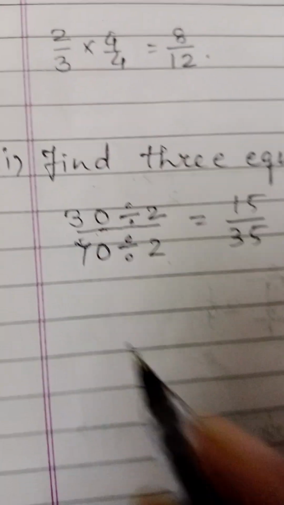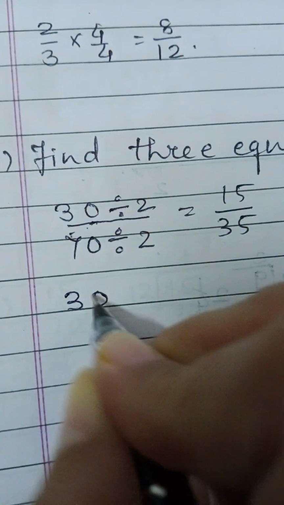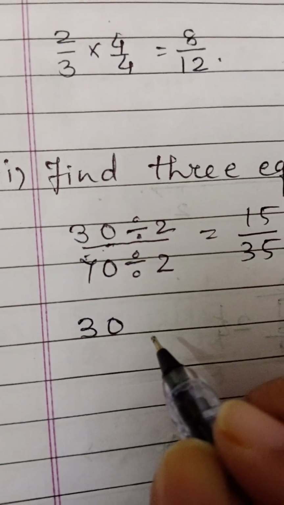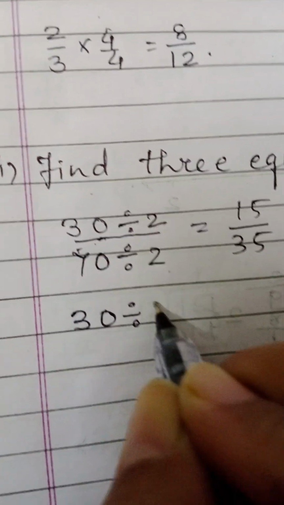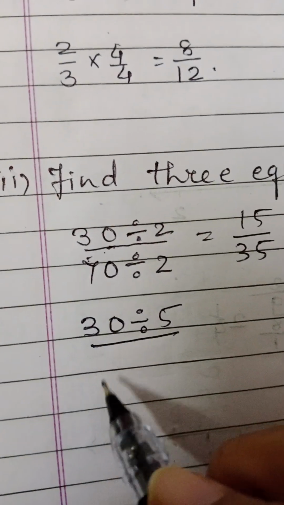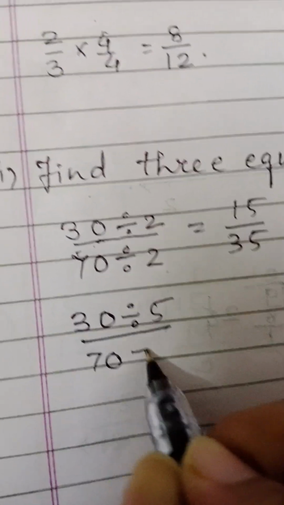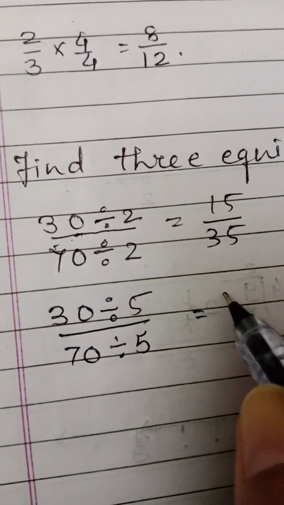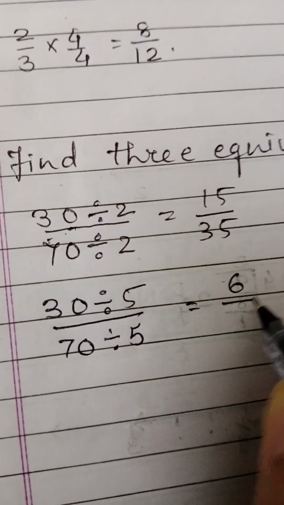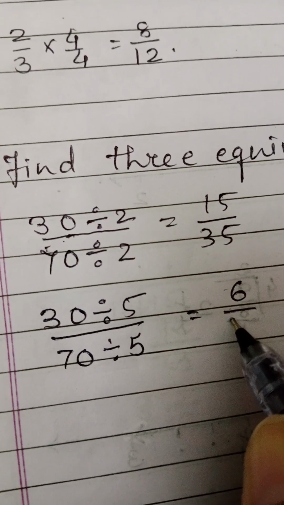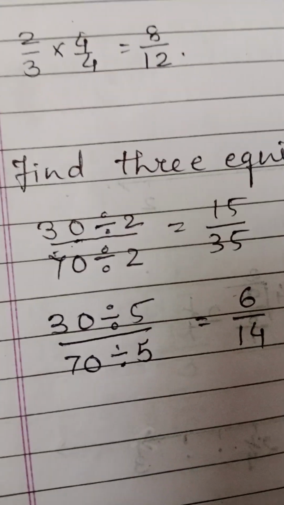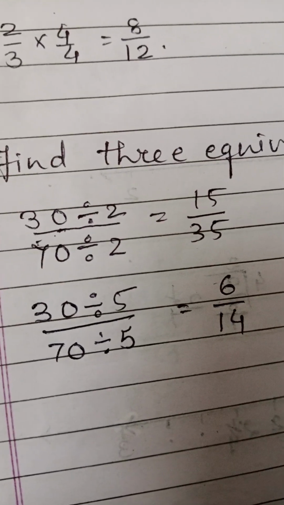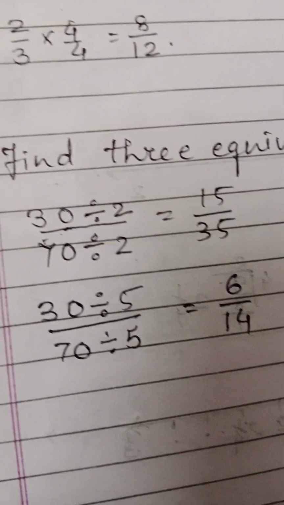Let's take one more number. Now see, you can't divide it by 3 or 4, but if you divide by 5, then you will get an integer. So let me try this with 5. So here 30 divided by 5 will give me 6 and 70 divided by 5 will give me 14, right? So these are equivalent fractions of 30 upon 70.